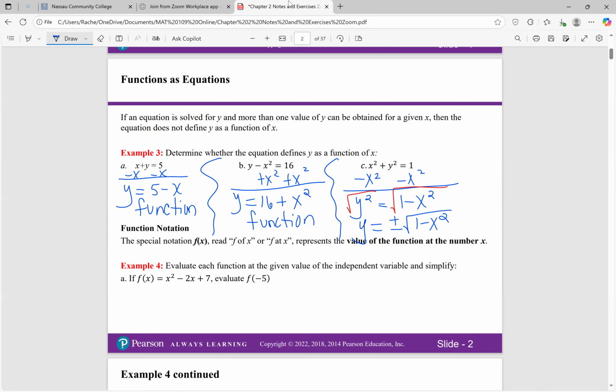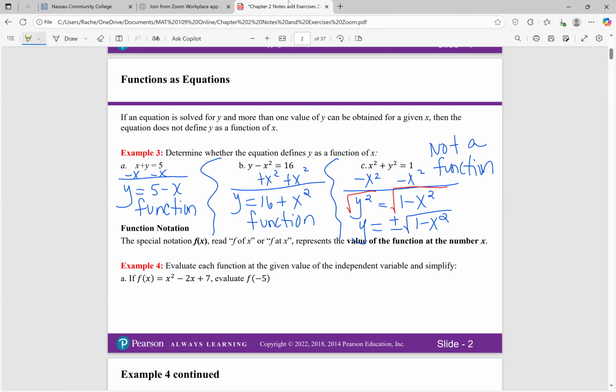So even though I'm plugging in one value for x, let's say 0, I'm getting two values for y. So that one value of x is corresponding to two values of y. And remember, that does not define y as a function of x. So in this case, since one value of x when I plug in is going to give me two different possible values for y, we say this relation is not a function. So y is not a function of x.